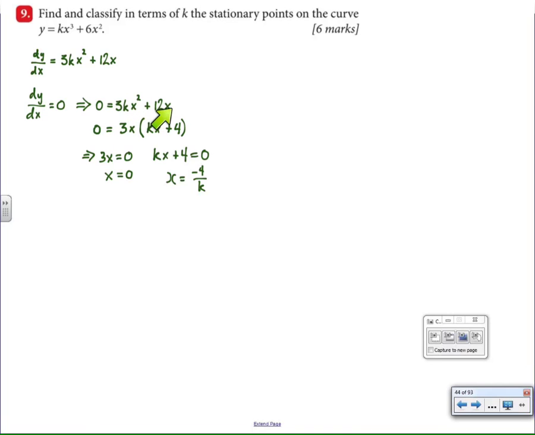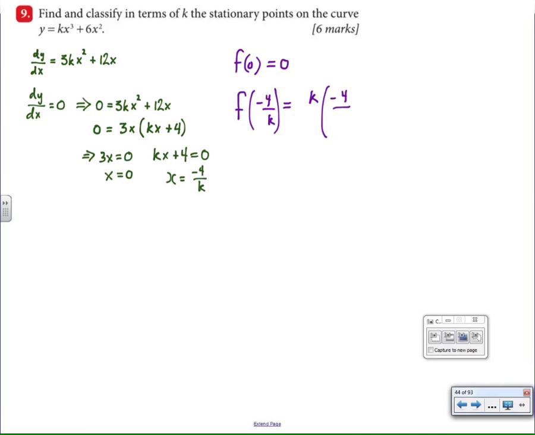This is a quadratic expression that's easily factorable. I take out a 3x. I'm left with kx plus 4. Using the zero product principle, 3x equals 0 or x equals 0. There's that stationary point I was telling you about. We put 0 back into the original function, and we will find 0 for the y as well. So the origin is that stationary point. And here's the other stationary point. Whatever k is, my x is going to be the opposite of 4 over k. So what do we do with that information?